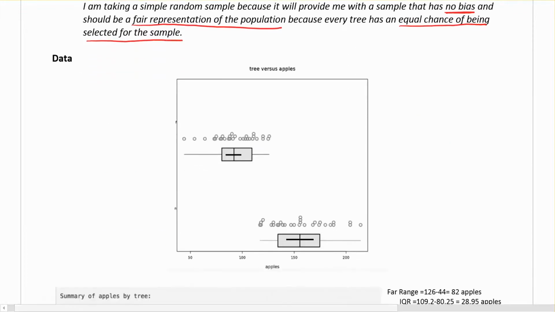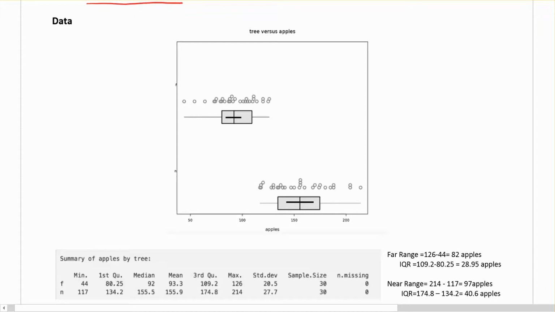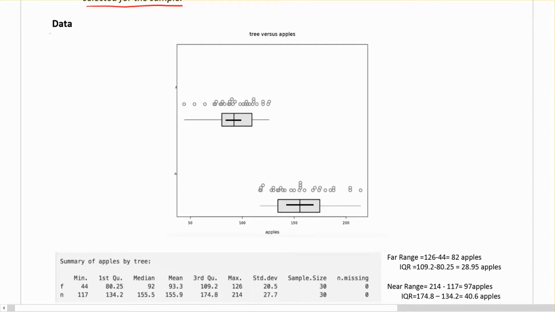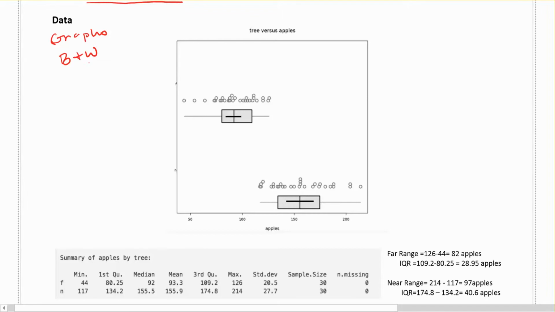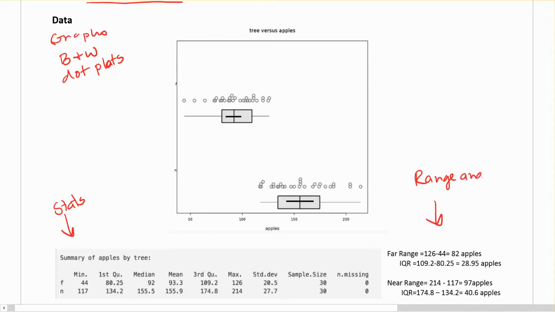And our third part here for this particular section is going to be talking about just doing our data. So data is pretty easy. You need your box and whisker. So we need our graphs. The box and whisker. And you will need the dot plots, which are also part of that, because Insight does that all for us. And then we need our statistics. And you need to calculate range and IQR so that you can use those in your write-up.